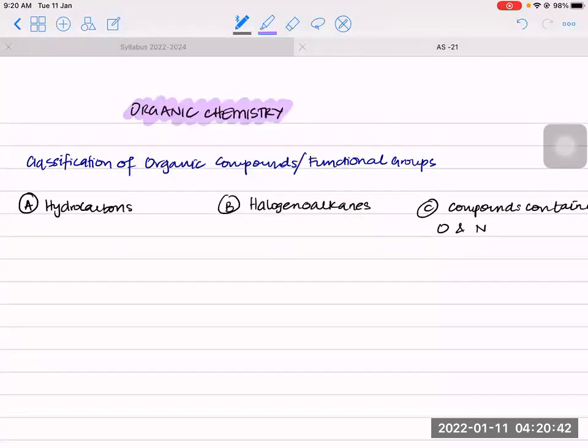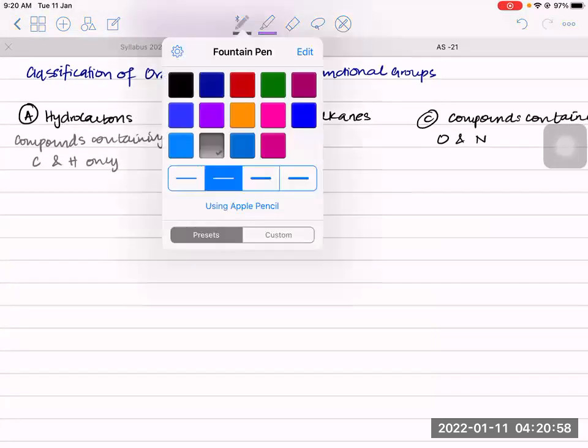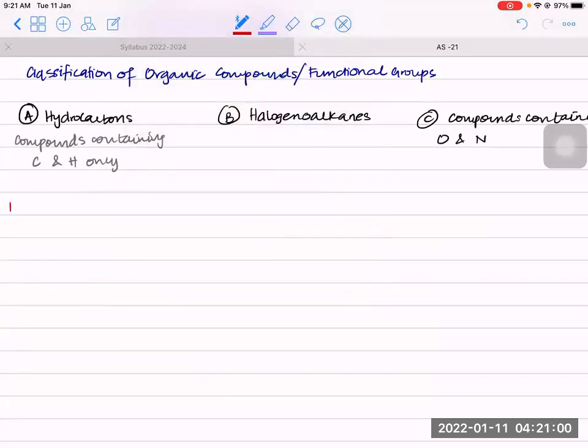Now, what do you mean by hydrocarbons? Hydrocarbons means compounds containing hydrogen and carbon only. So compounds containing carbon and hydrogen only. We call those what? Hydrocarbons. Let's see examples. The first up is alkanes.